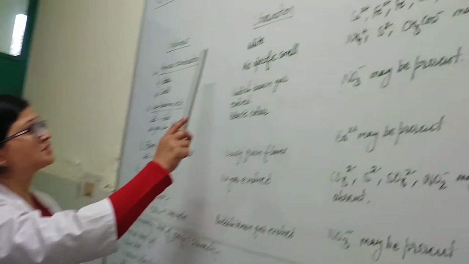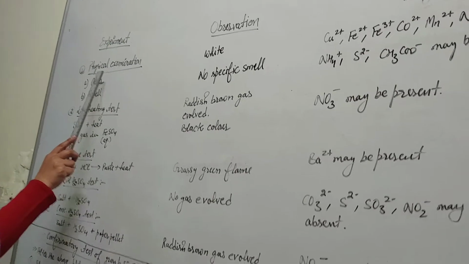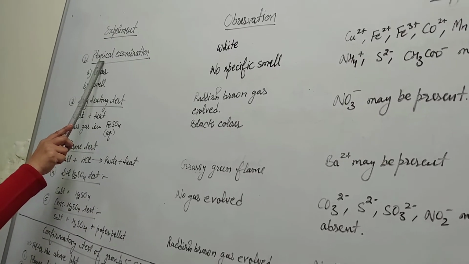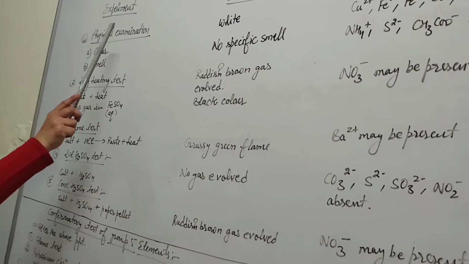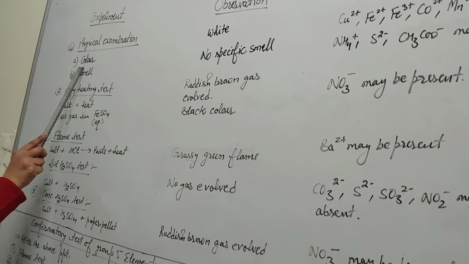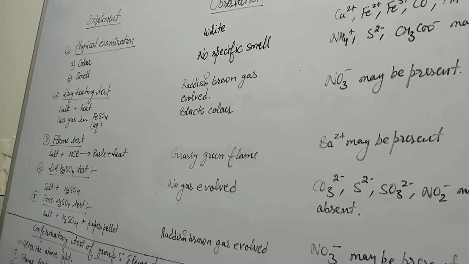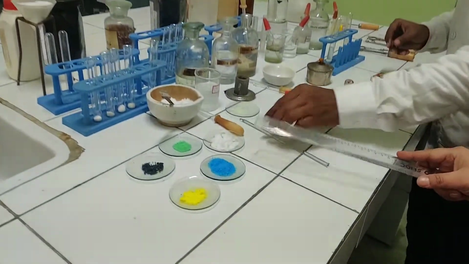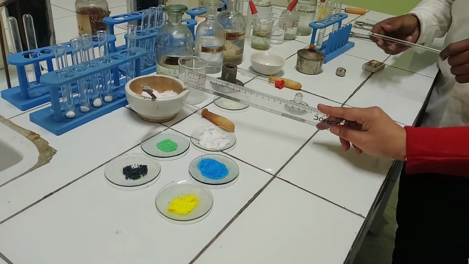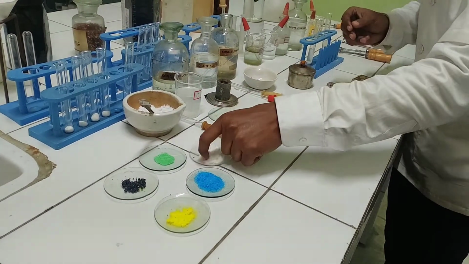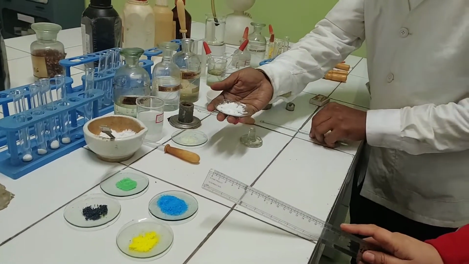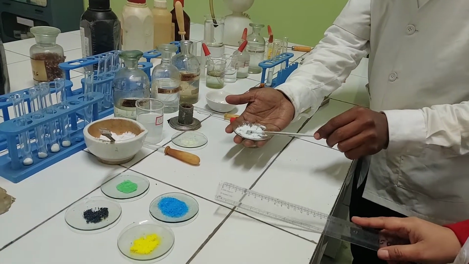So first, what you have to do is check the physical examination. In the physical examination, we will check the color of the salt. See, these are the colors of the salts. We will always provide a white salt to you, because a colored salt you can easily identify.